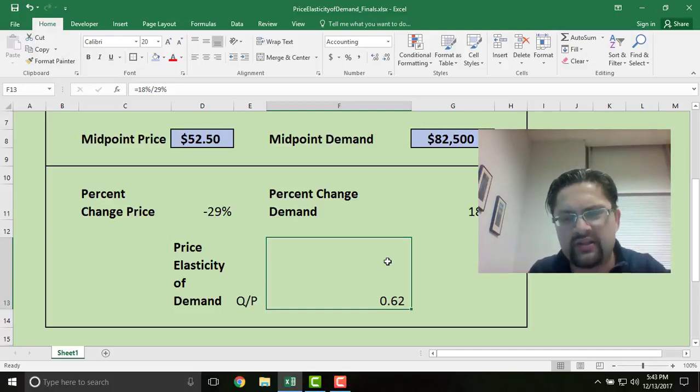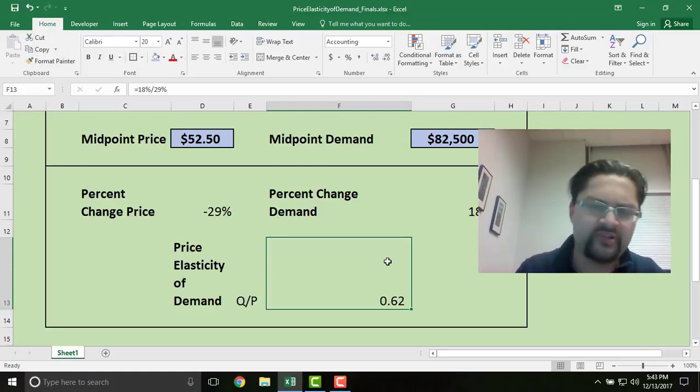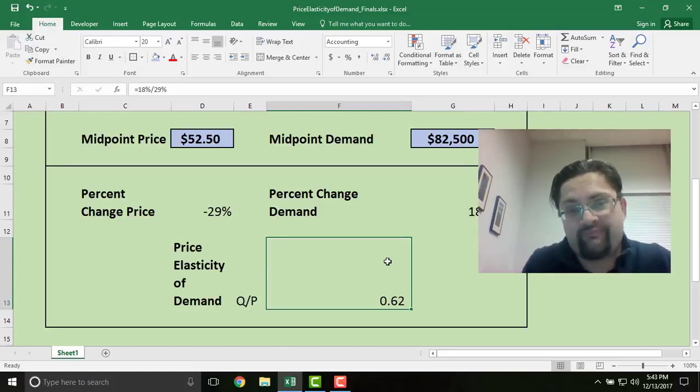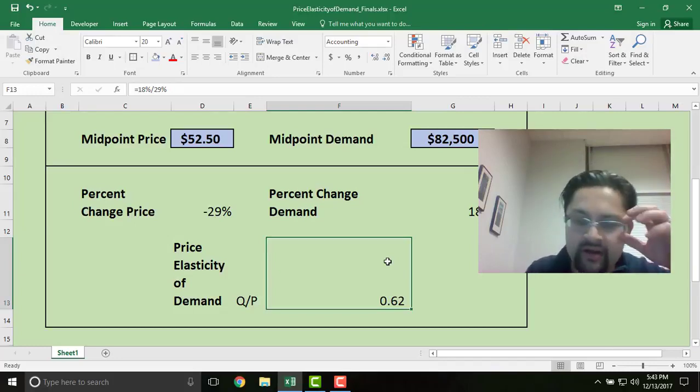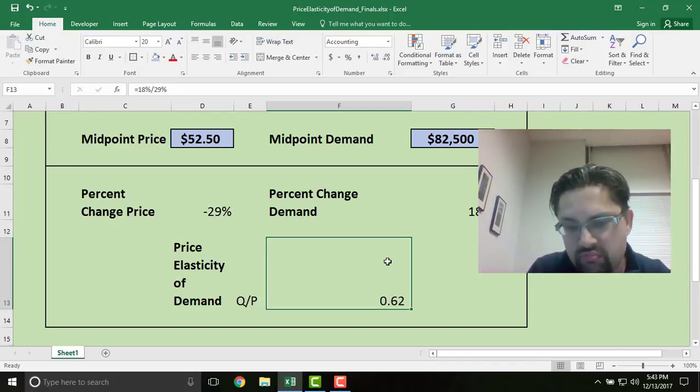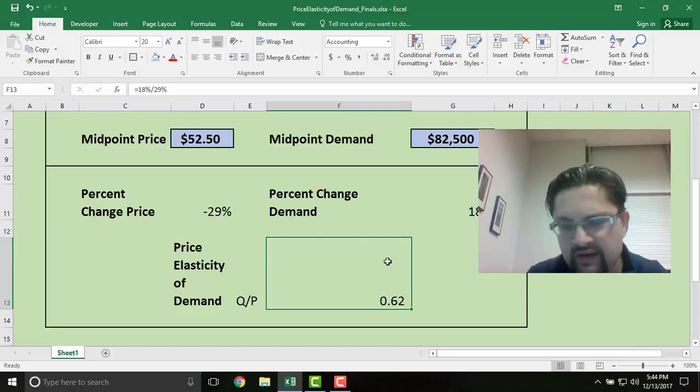But ultimately, it's really just a figure, right? Economists made this figure up, this price elasticity figure. What does 1 mean? What does greater than 1? What does less than 1 mean? We made it up. Now, we made it up because it makes sense and it's helpful in business. But this 62, 0.62 or 62%, it's the same thing. Depending on your audience, depending on how you use the information, how you prefer to see it, things like that.